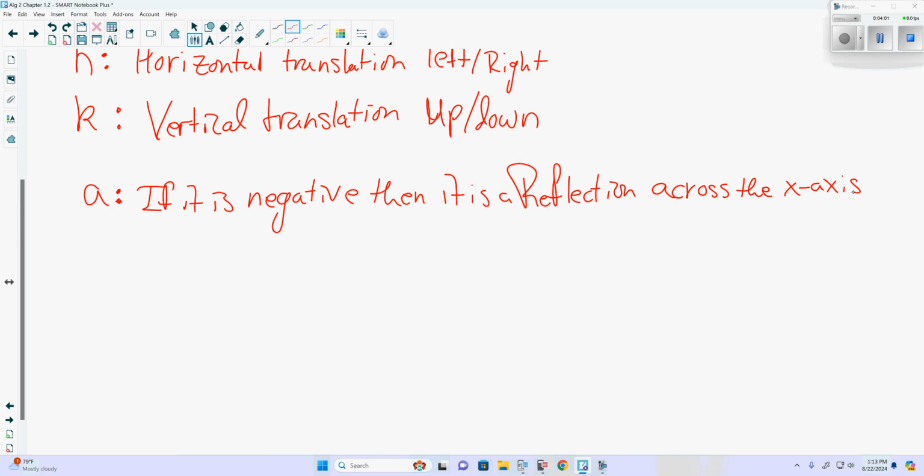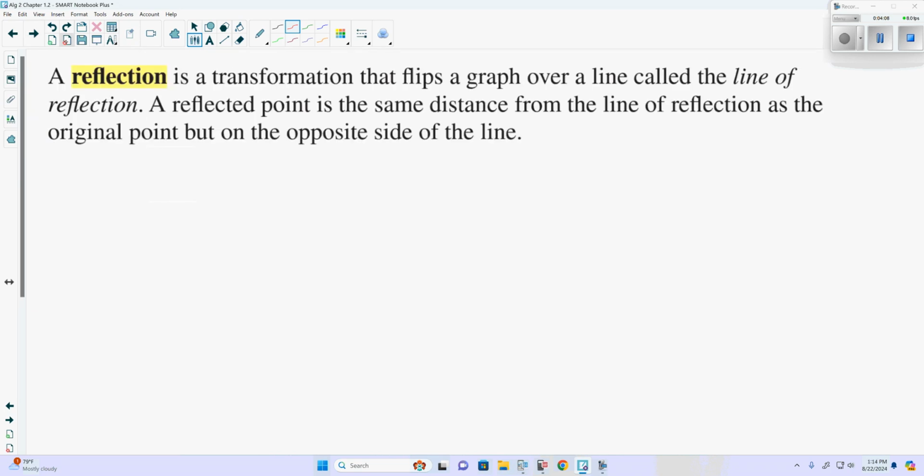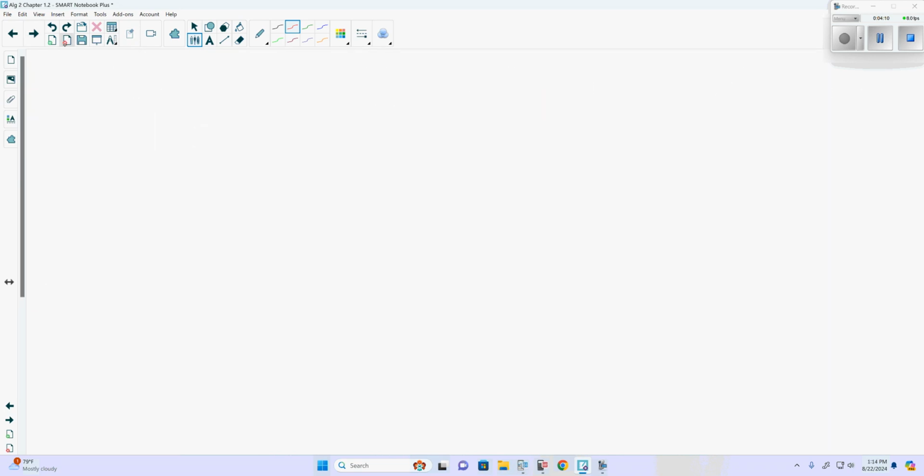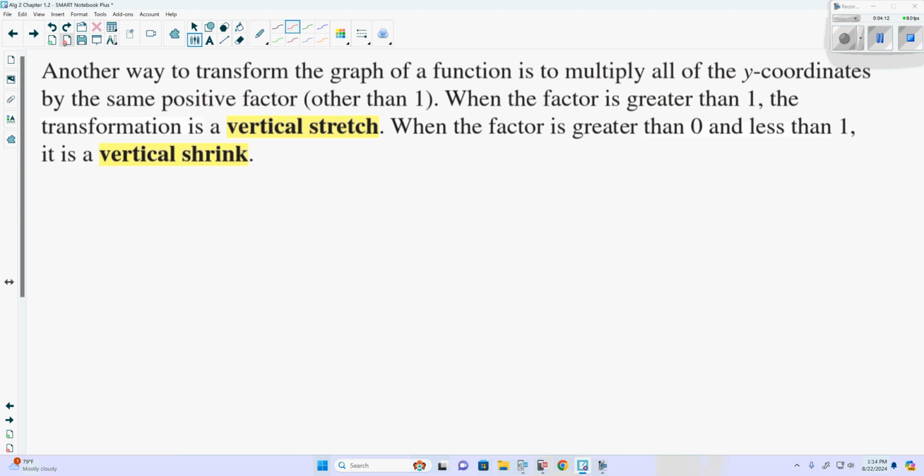Questions on this so far? Because I feel like yesterday we felt very good with up, down, left, right, and these reflections. What that brings us to is vertical stretch and shrink. Another way to transform the graph is to multiply all the y coordinates by the same positive factor other than 1. When the factor is greater than 1, the transformation is a vertical stretch. When the factor is greater than 0 but less than 1, it's a vertical shrink.